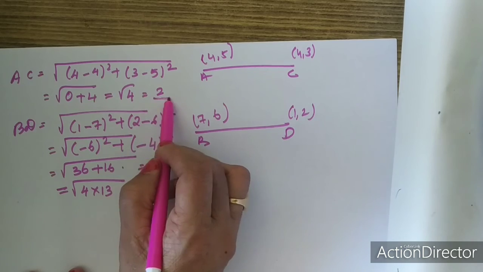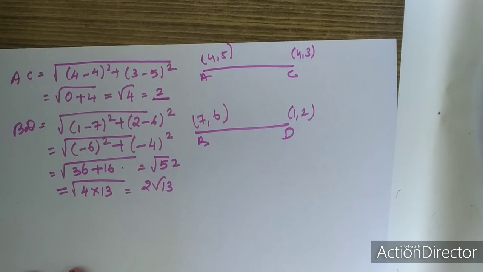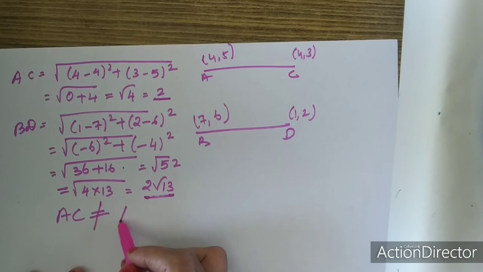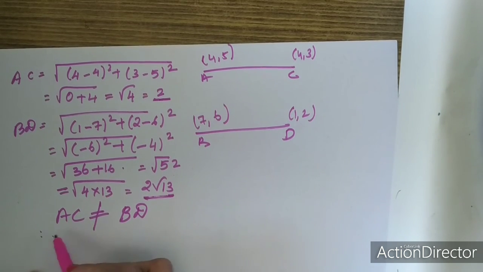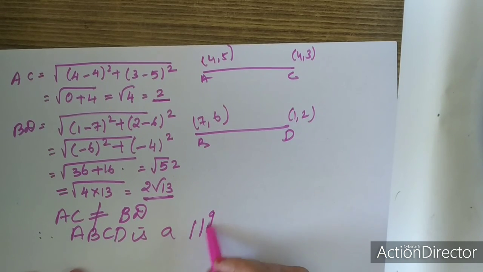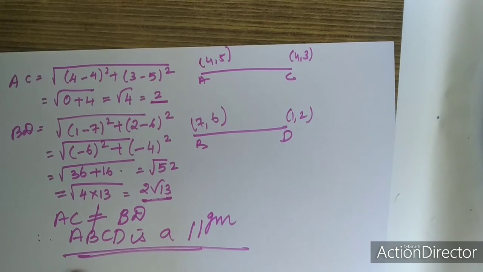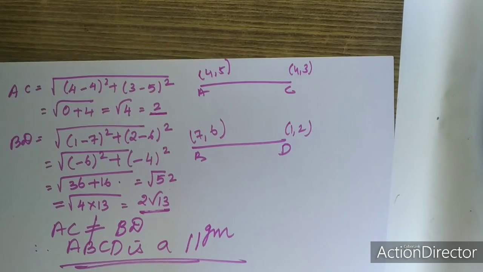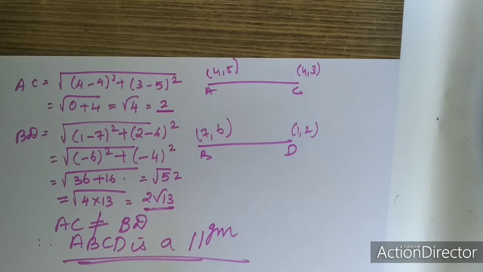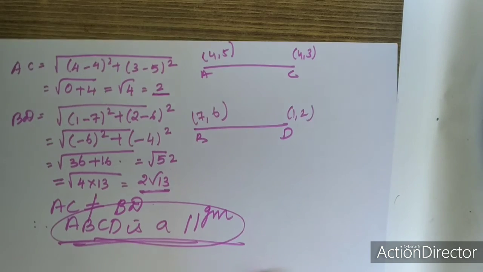So for the diagonals I got AC as 2 units and BD as 2 root 13. Diagonals are not equal. AC is not equal to BD. Therefore we can conclude ABCD is a parallelogram, because only in a parallelogram the diagonals are not equal. But in case of a rectangle the diagonals are equal. In both parallelogram and rectangle opposite sides are equal and parallel. Since opposite sides are equal, we have checked the diagonals. Since the diagonals are not equal, we have concluded that ABCD is a parallelogram.